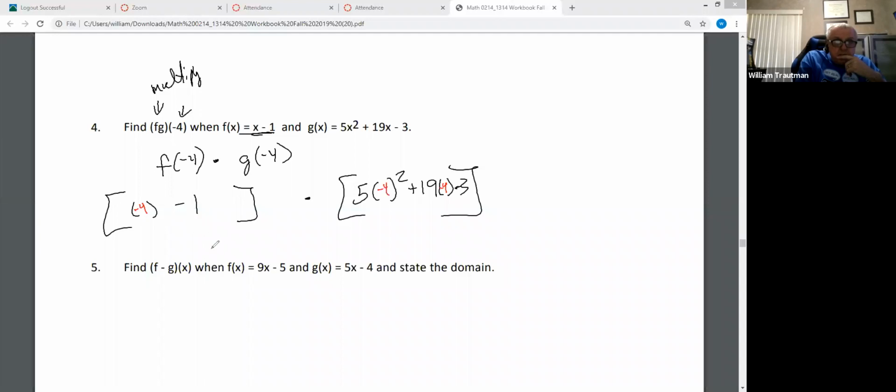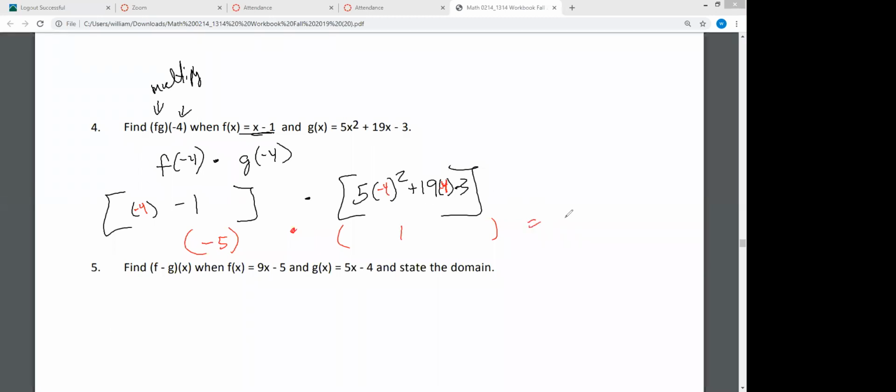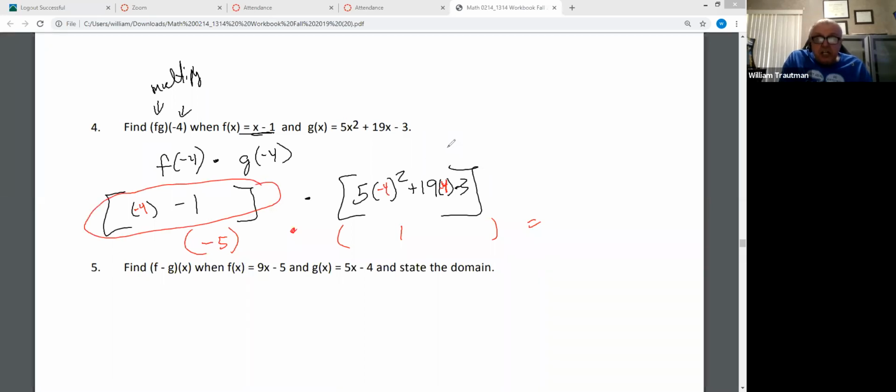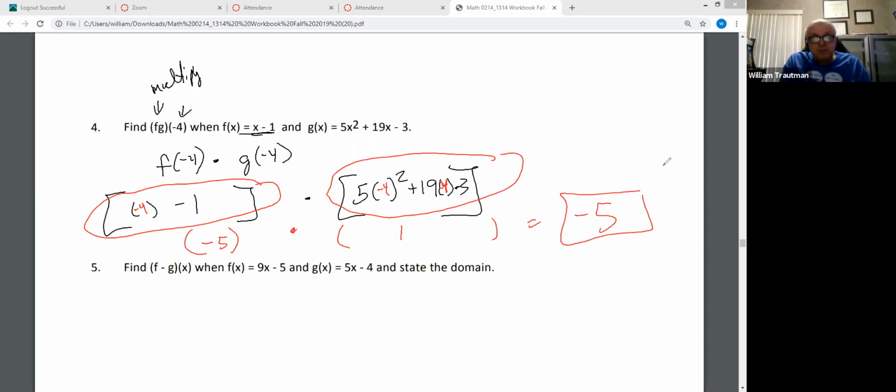When I do the math, -4 minus 1 is -5. On this side, I think I'm going to have to put that in my calculator again. And I get 1. Yeah, I got 1 too. Good. So if I get -5 for this, and I get 1 for this, I've got to multiply the two. -5 times 1 is -5, and that's my answer. When I multiply the two functions and I put -4 into the x value, my answer is -5.